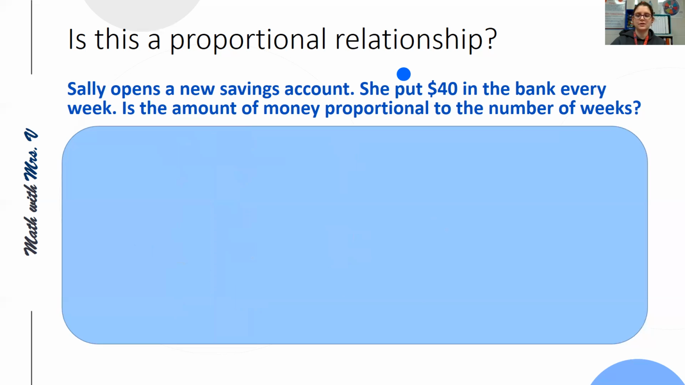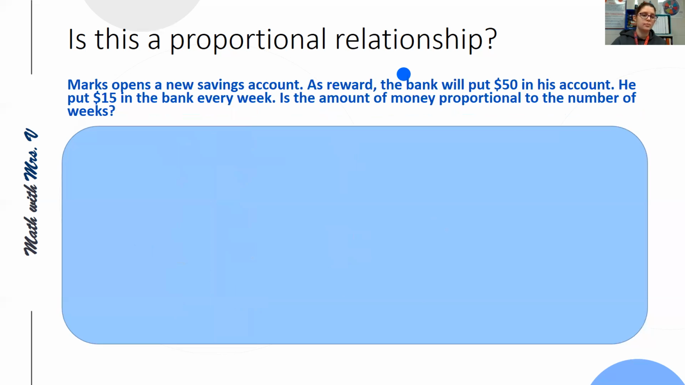Okay, we're going to look at another example. Mark opens a new savings account, and as a reward, the bank will put $50 in his account. He puts 15 in the bank every week. Is the amount of money proportional to the number of weeks? Okay, so we're going to start with our T-chart again.